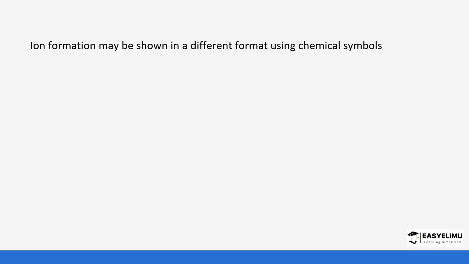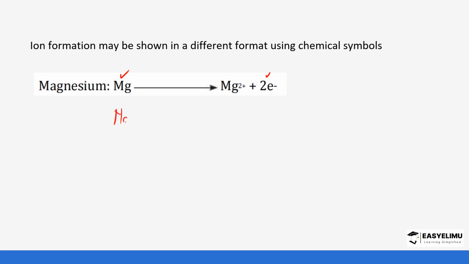Ion formation also can be represented in form of equation, so using chemical symbols. So for example, our first question was on magnesium. So you can see from the equation we're starting with magnesium in neutral state, it reacts by losing 2 electrons to form magnesium 2 plus. If we look at another example like sodium, the symbol for sodium in neutral state is Na. It reacts by losing 1 electron. So the new formula for the ion will be sodium with a plus.